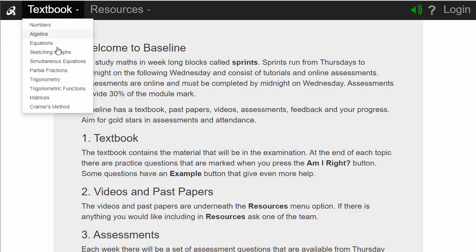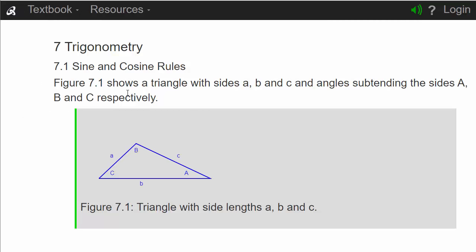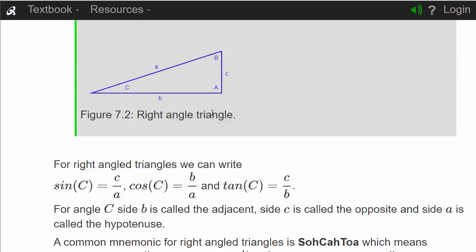These videos are about the examples in the section in the textbook on trigonometry.